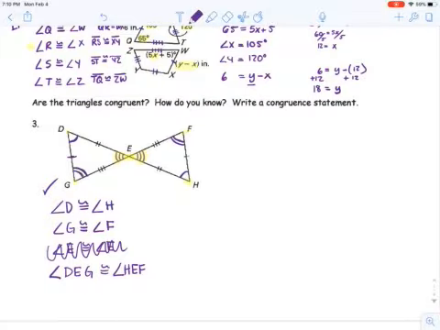Well, DG is marked congruent to HF. DG is congruent to HF. DE is congruent to HE. They're both marked with two tick marks. And GE is congruent to FE.